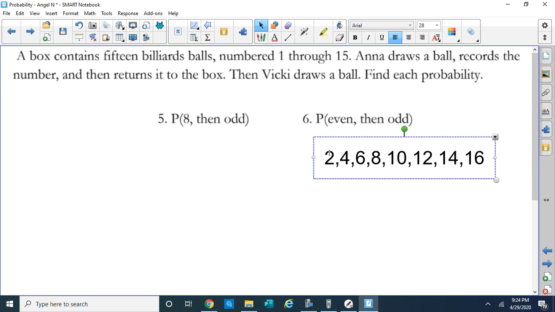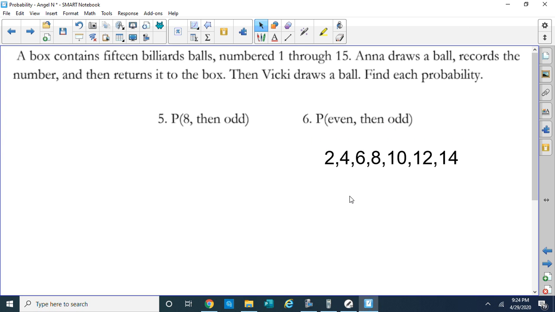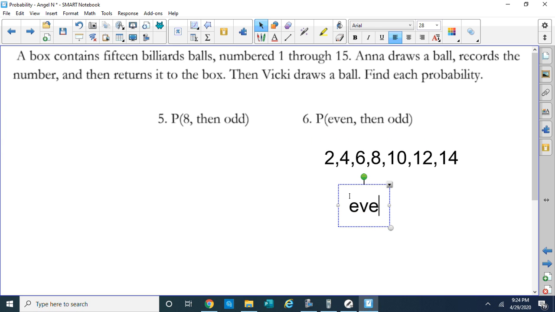Angel, are we allowed to use 16? That's right, Angel. If you said we're not allowed to, you're right, because 16 is too big. There are only 15 billiard balls there, so we have to stop right there. Those are our even billiard ball numbers.